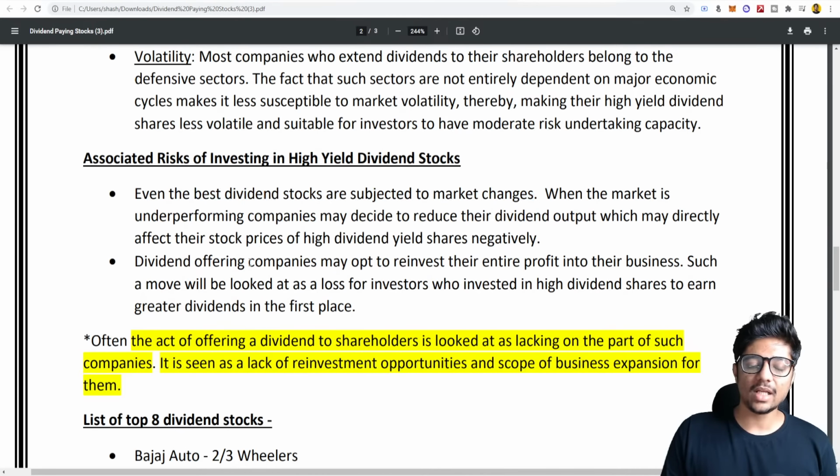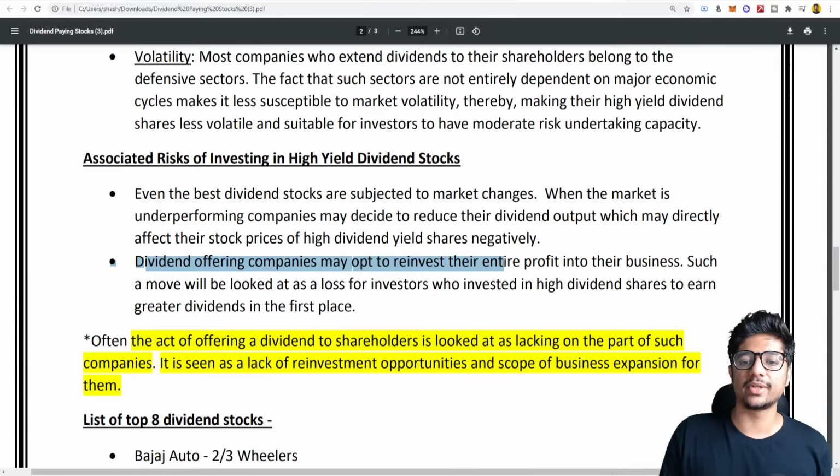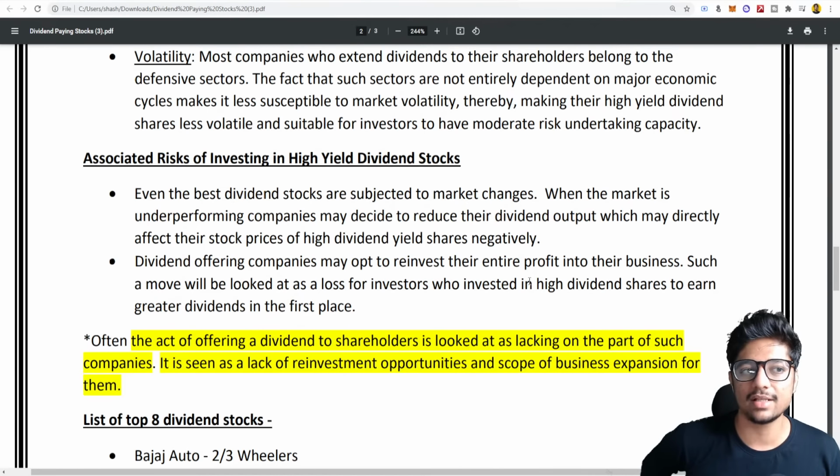Then, dividend-offering companies may opt to reinvest their entire profit into their business, and this would be looked at as a loss, because a lot of people who have invested for high dividends might not get high dividends at all, and that will be a big issue.